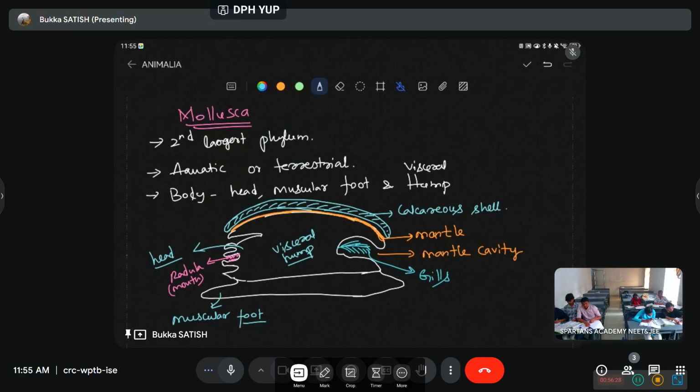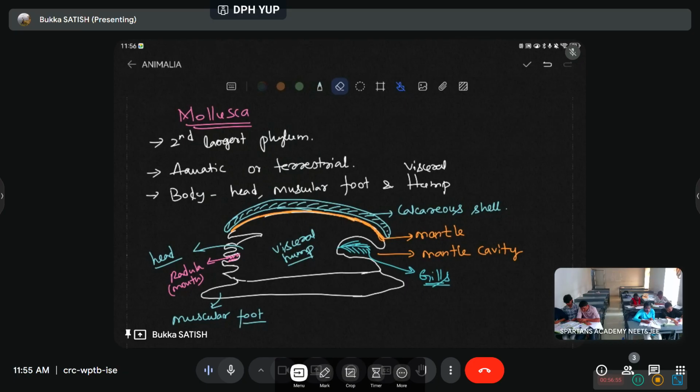So this is how the body overall will be. Three different parts: head, visceral hump, muscular foot. In the mouth, there is a special structure called radula, which is a rasping organ. In the mantle cavity, there are gills present inside this. This is how the body will be. So that's the description given in the book. Just see that.